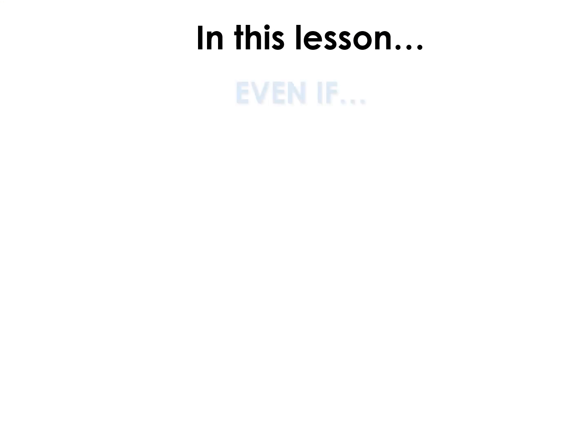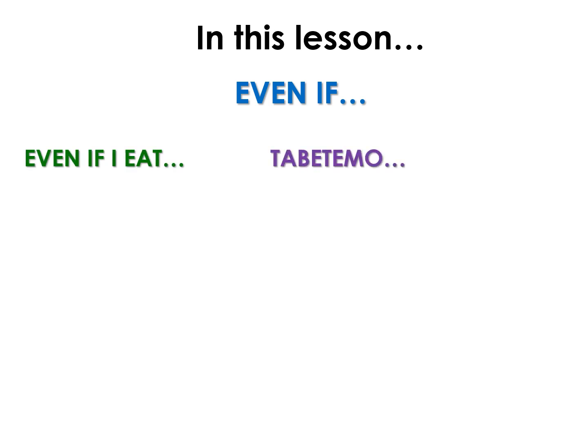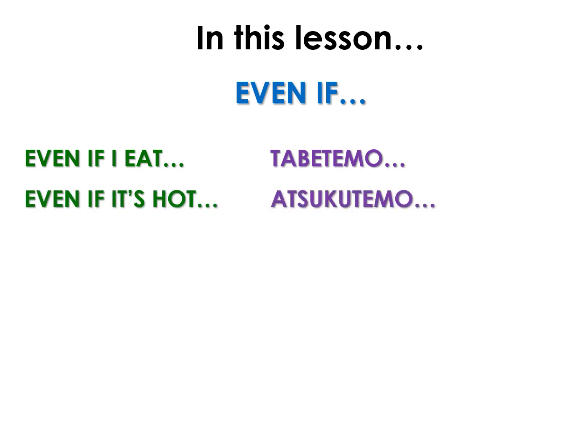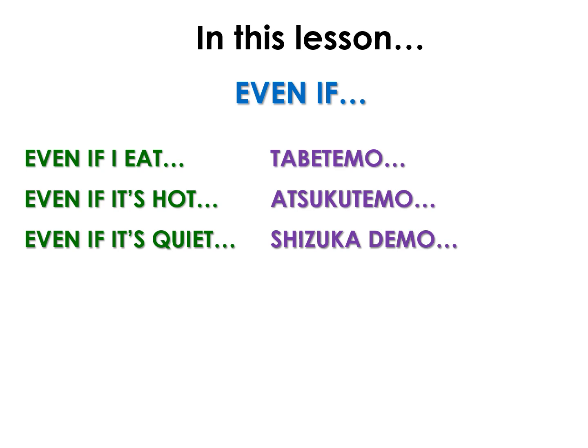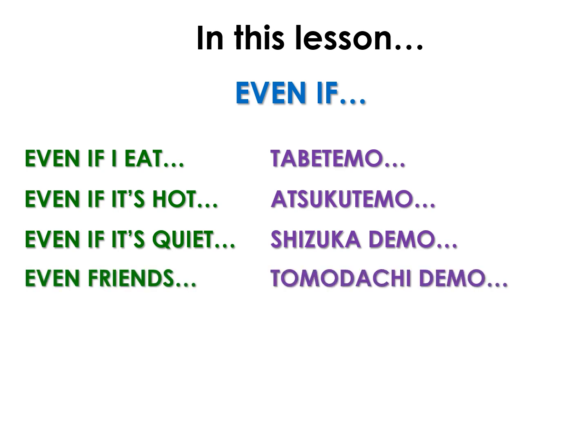In this lesson, we will learn how to say even if in Japanese. For example, even if I eat, that's 食べても. Even if it's hot, 暑くても. Even if it's quiet, 静かでも. Even friends, 友達でも. The first example is a verb. Second is an i-Adjective. Third is a na-Adjective. And the last example is a noun.